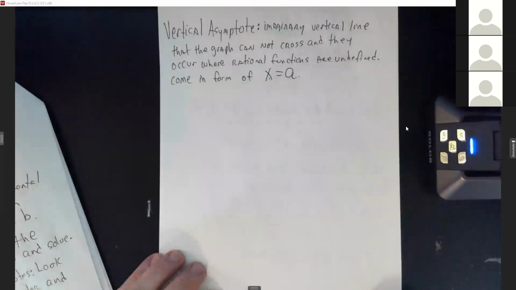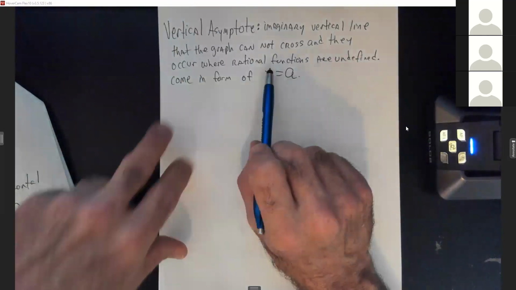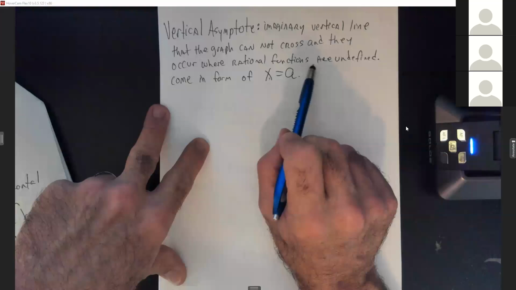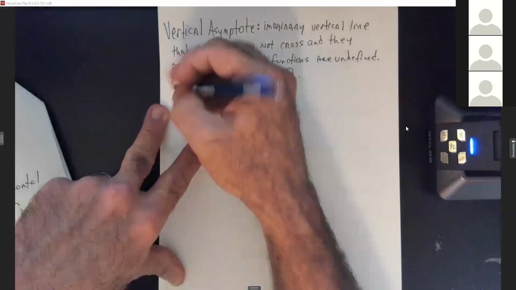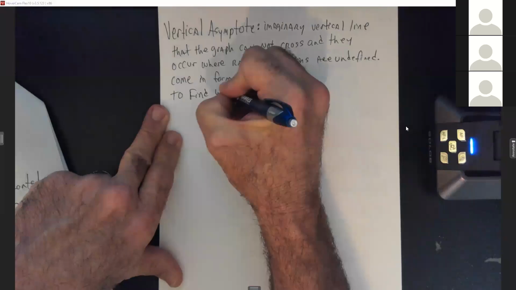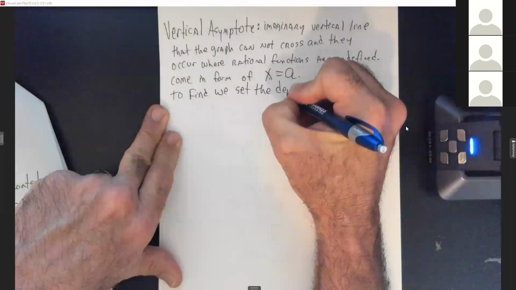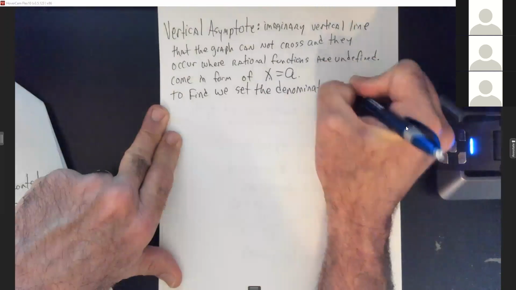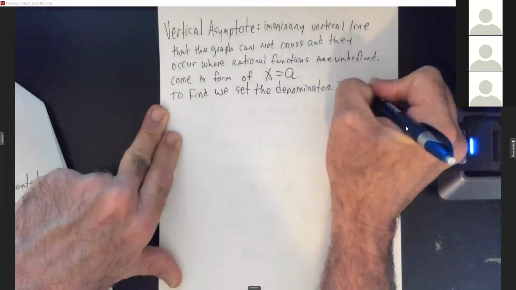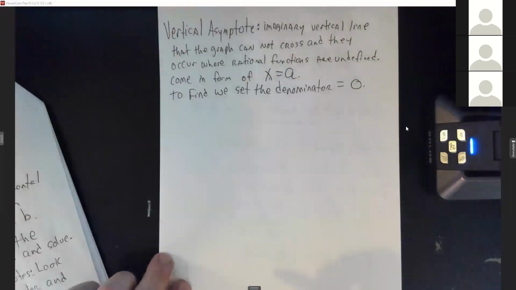So since they happen where functions are undefined, to find them, we set the denominator equal to 0. So we find a vertical asymptote just like we found a domain, okay?